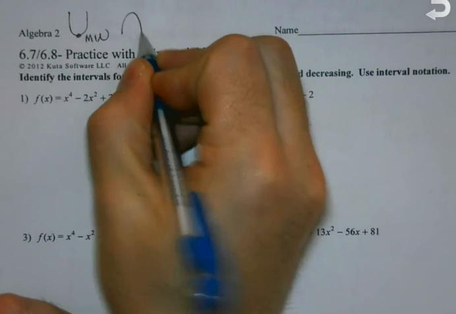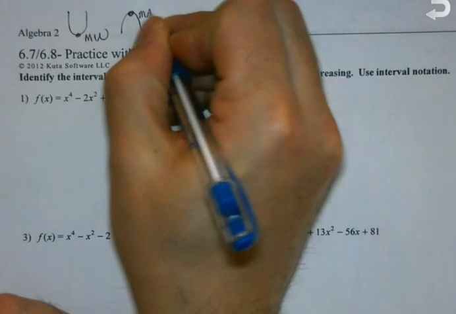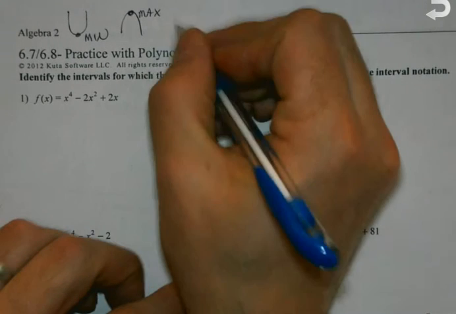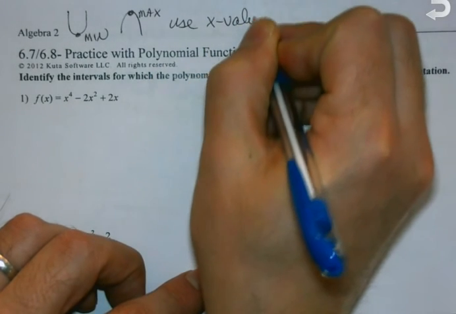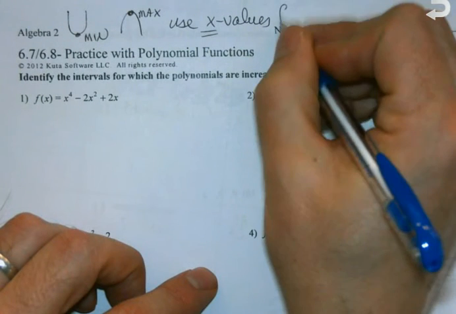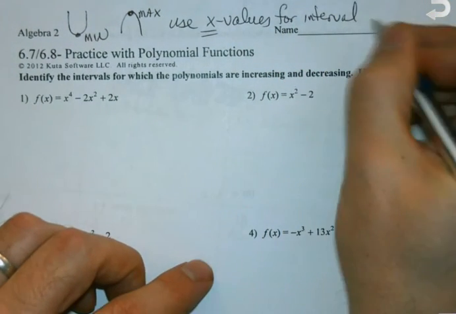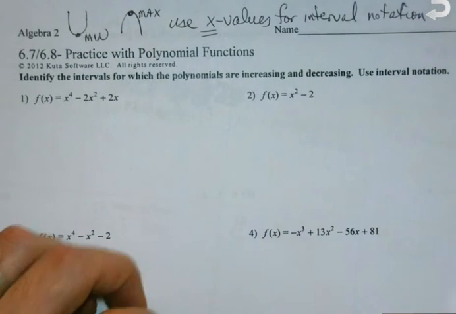If it's the other way, where it's more like a hill, that top point, so it was heading up and it heads down, that's a maximum. Those things are going to help us with interval notation to figure out where my graph is increasing or decreasing. And then just one last reminder, you always want to use x values when you're thinking about interval notation. I'll stress that some more when we actually get there.